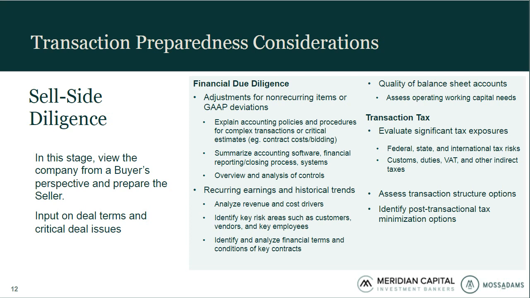And most importantly, you'll often hear sell-side diligence referred to as a quality of earnings report. This refers to helping the seller assess what the recurring earnings of the business are, basically the earnings that a buyer will use to value the company. So, we'll take a deep dive on revenue and cost drivers within the business, identify key areas of risk such as customers, vendors, key employees, and look at key contracts, particularly in the area of construction, understanding the terms of these, the relative recurring nature of them, and how the accounting was done for those.